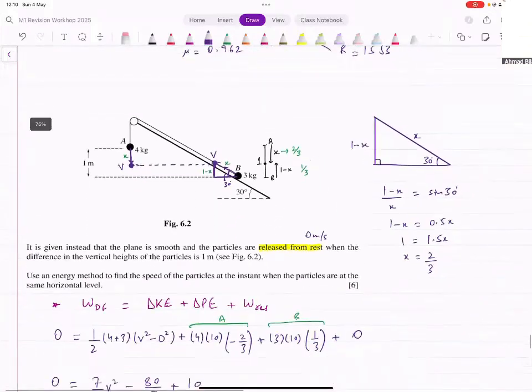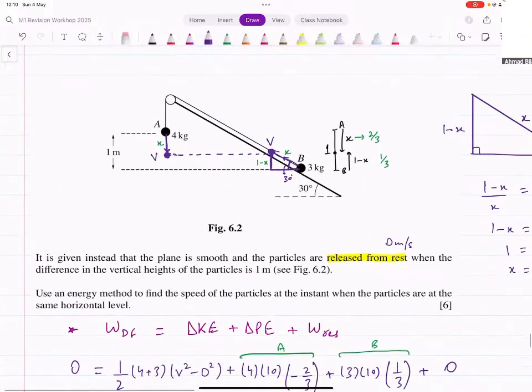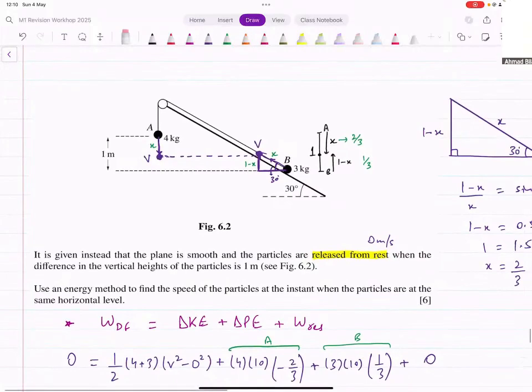But then, what's happening is, it's given instead that the plane is smooth. And the particles are released from rest. The particles are released from rest when the difference in the vertical heights of the particles is 1 meter. So initially, at this point, A is here, B is here. The difference between their vertical heights, that is 1 meter.